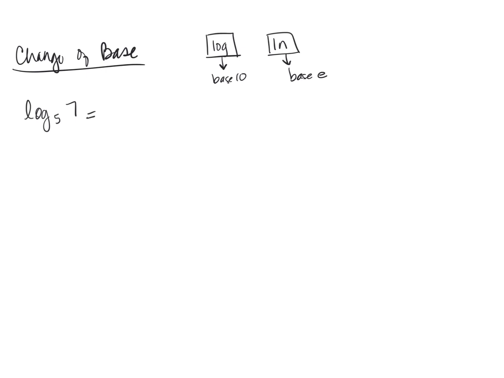So to handle this, we change the base. We're going to take whatever logarithm it is, log over log. Here's how you remember it: the base of the logarithm goes in the basement of the fraction. Then I just use my calculator to do log of 7 divided by the log of 5, and that will give me the correct answer. That's all it is.